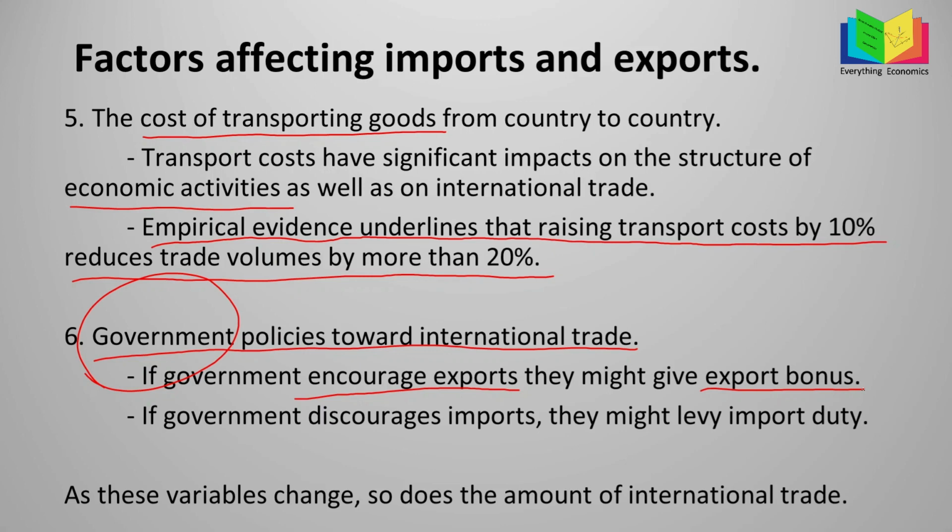And if the government wants to discourage imports, they might levy import duty. In that case, imports will become more expensive. So the government is discouraging imports in that case. Once import duty is levied, imports will be expensive, and domestic consumers would prefer domestic goods then. So that is the sixth factor.